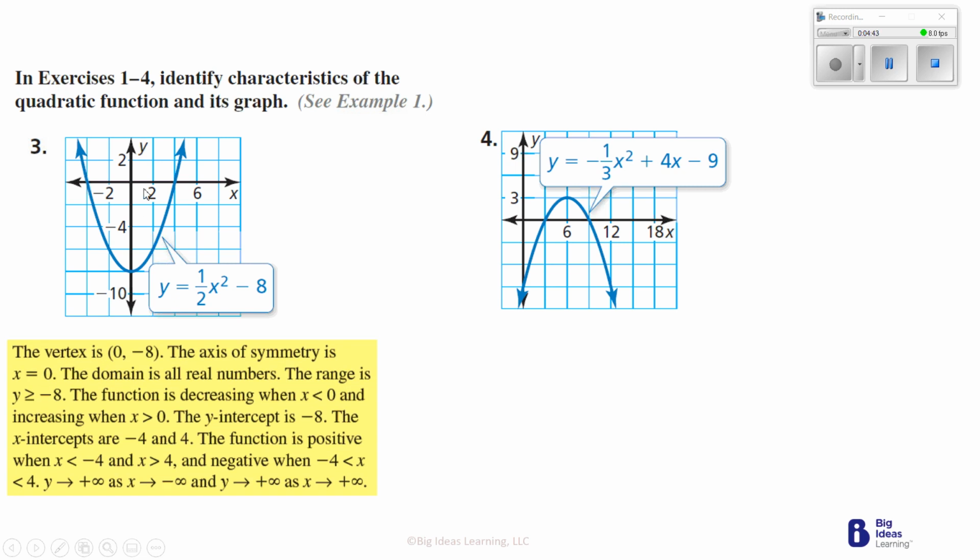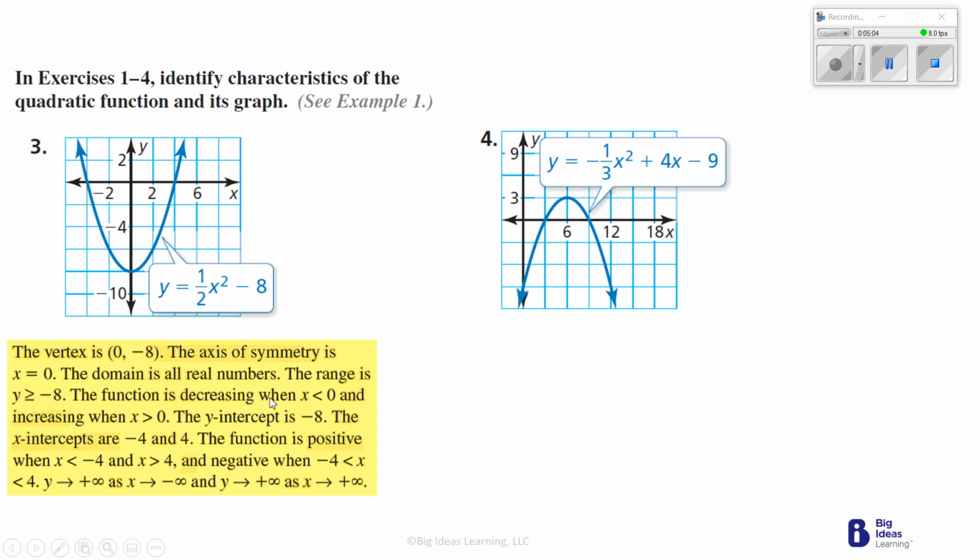So there we go. The vertex was (0, -8). The axis of symmetry is x equals 0, right through here. The domain is all real numbers, because it goes forever. The range will be numbers that are greater than or equal to -8.